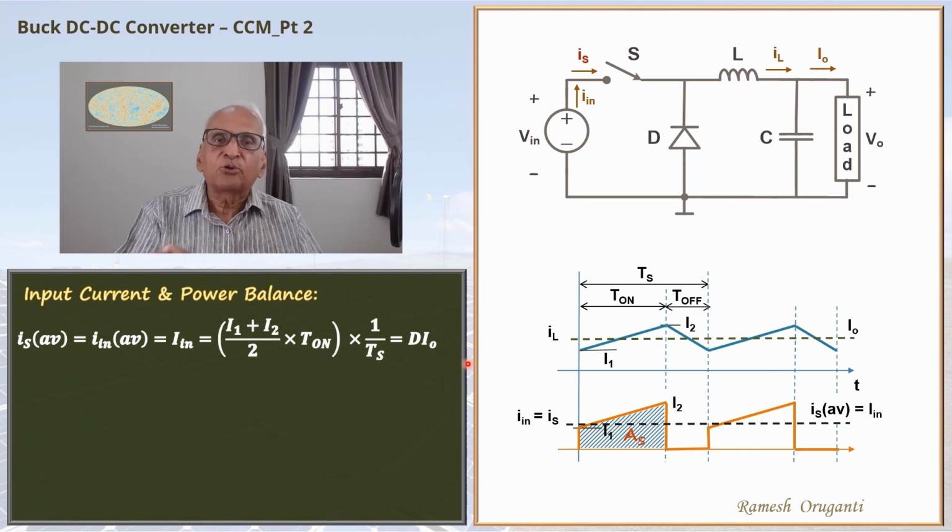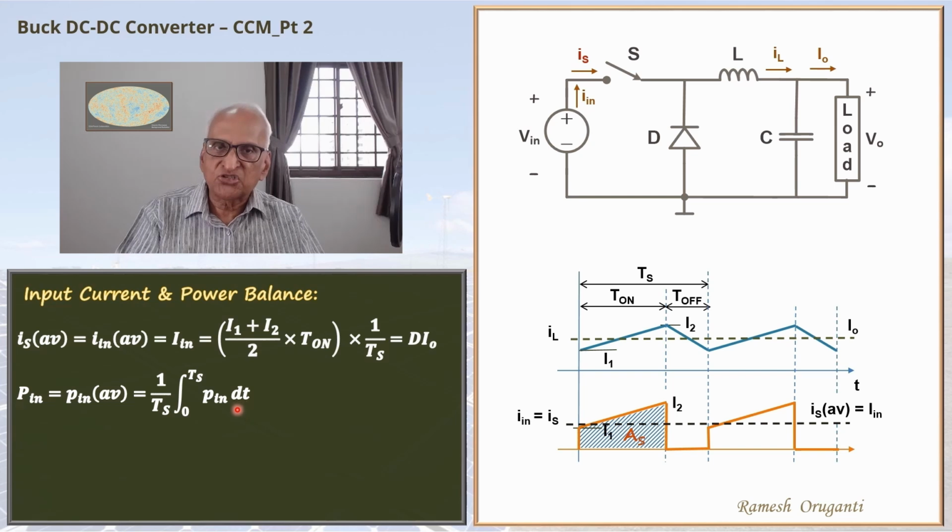Now let us calculate the average input power. Average input power is the average of the instantaneous power, and that is equal to 1 over T_s integral 0 to T_s of p_in, that is the instantaneous power, that small p is to show that it's a time varying function, dt. For any periodic waveform, we need to determine the average by taking 1 over T_s integral 0 to T_s of that function.